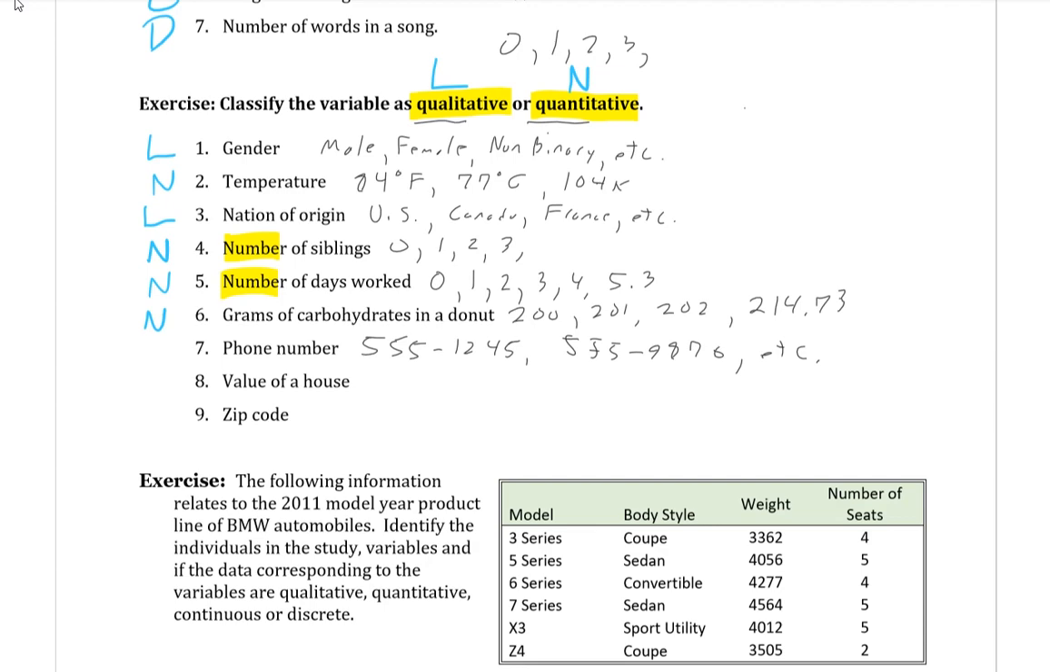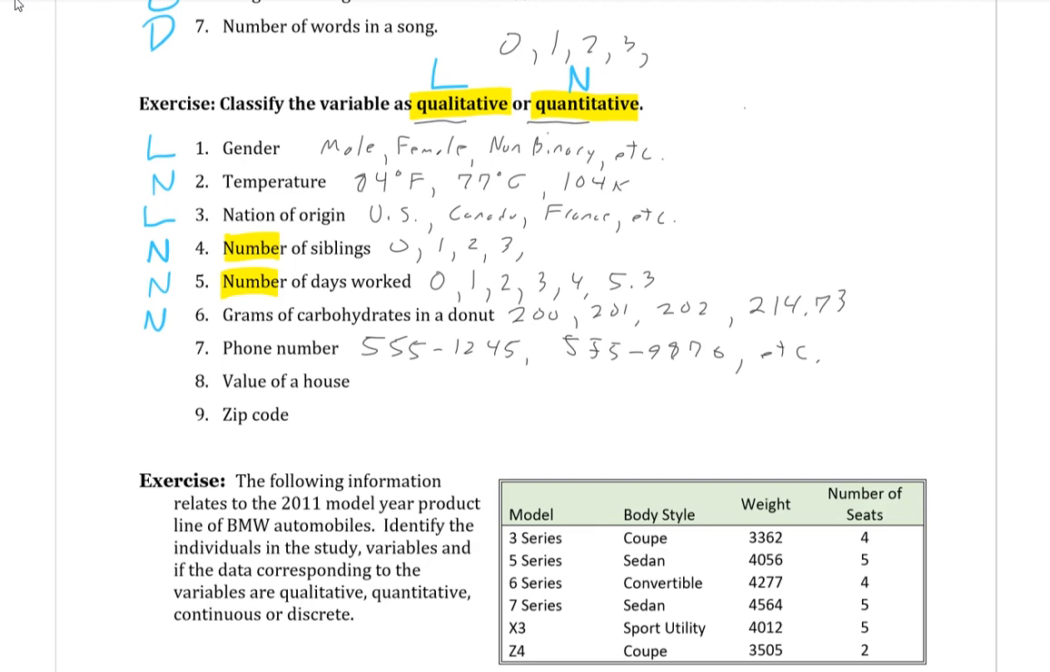With the numbers that we had in the past, if I add them together, for example, they still make a logical value. If I add 2 plus 3 siblings together, I get 5 siblings. Still makes sense. Number of days worked, if I add 3 plus 4 together, I get 7. I can add grams of carbohydrates in a donut, like if you eat 2 donuts, then it's just a number of grams. It doesn't really make sense to add phone numbers together. So that's kind of a good way of checking if a number really is quantitative.